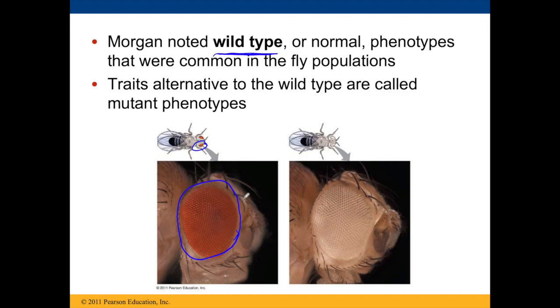Now, that's not the only possible eye color. With fruit flies, there's lots of different eye colors. Besides red eyes, you could have scarlet eyes, you could have vermilion eyes, you can have white eyes, lots of different eye colors. Well, all these other eye colors, like the white eye phenotype, those are then called mutant phenotypes. So the wild type is a phenotype you find most often, like 90% of the time in the wild. Everything else is called a mutant phenotype.